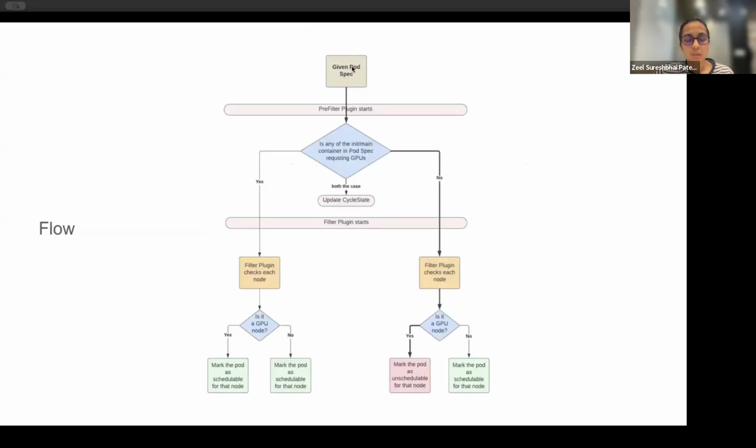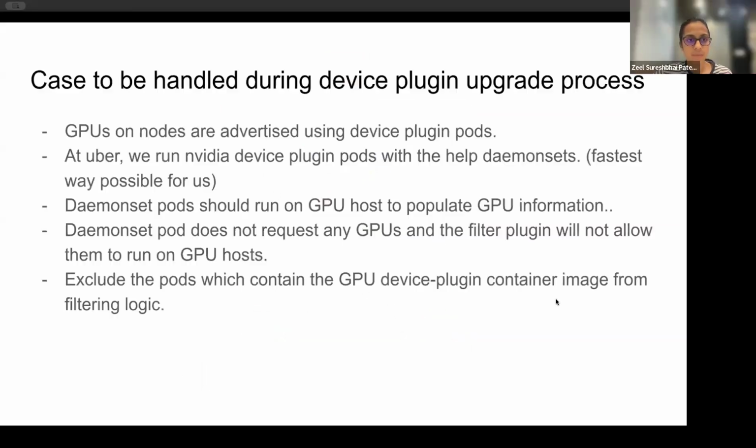So, given a pod spec, in the pre-filter stage we store whether the pod is requesting GPUs or not. And if it is not requesting GPUs, in the filter stage we check for every node whether it's a GPU node or not. If it's a GPU node, the filter plugin will not allow that pod to get scheduled on that particular node. For the rest of the cases, it will be marked as schedulable. So only this path will be affected. The rest will work just fine.